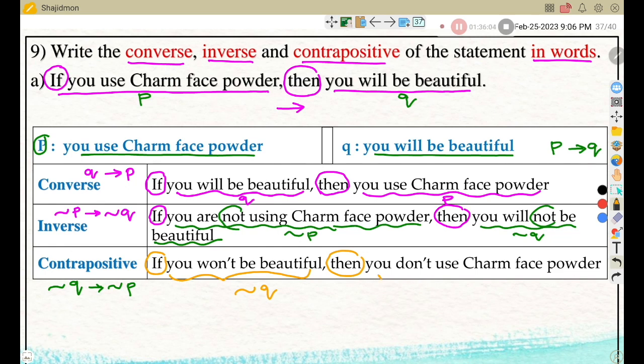Correct? Then negation P. Negation P means you don't use charm face powder. You use charm face powder is P, so you don't use charm face powder is negation P. So, if you want to be beautiful, then you don't use charm face powder. So that is the English sentence representing the converse, inverse and contrapositive.